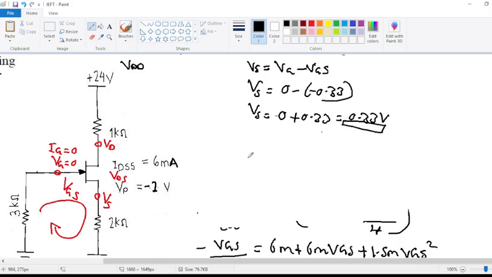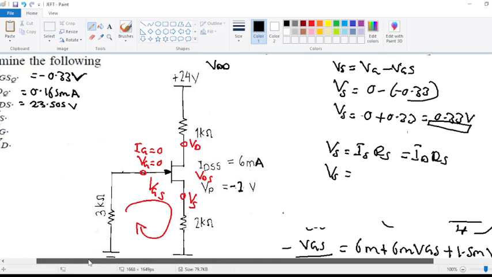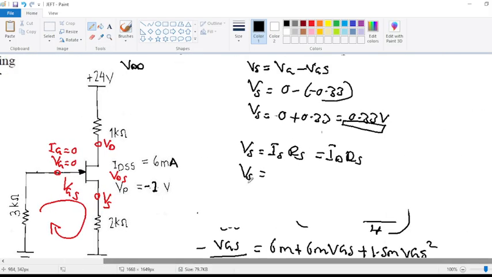What if we use, let's try to prove something here. What if we use, for us to calculate the VS, we say VS is equals to IS RS, whereby the IS, this one, it is the drain current, which is equals to ID RS. So from there, VS is equals to our ID. What is our ID? We calculated our ID to be 0.165 milli.